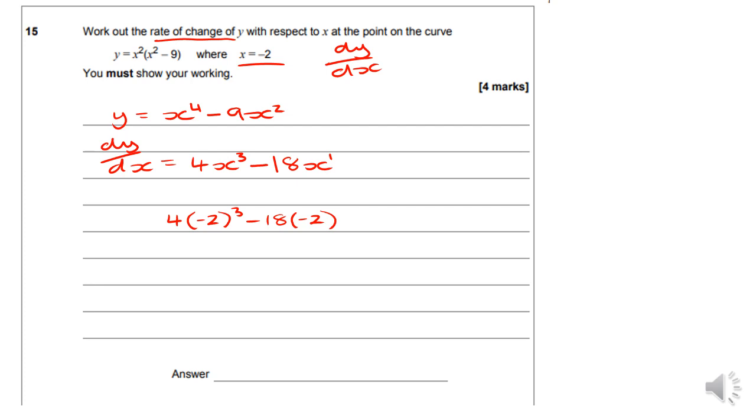If you're doing it, make sure you put brackets around the negative all the way through this. So this would be 4 lots of, well, minus 2 times minus 2 is positive 4, but times that by negative 2 you get negative 8. So it's 4 times negative 8. And actually, I think we're going to end up adding 36, because negative 18 times negative 2 is positive 36. So that would be negative 32, add 36, becomes 4. So the answer to that one is 4.